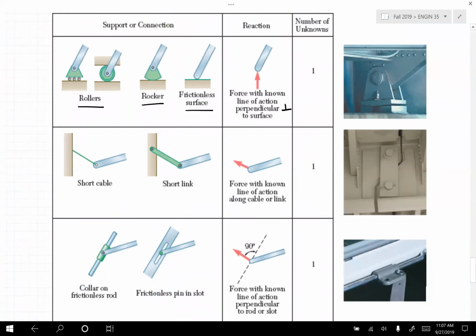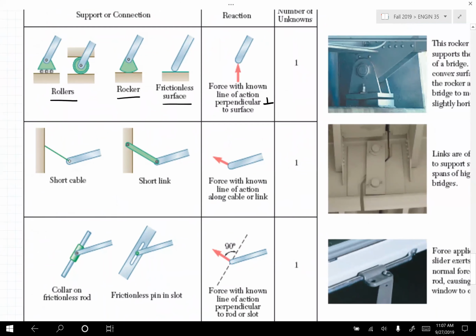If our connection is a short cable or a short link, the force we're going to replace that with is a force in the direction of the line of action. And remember, with a cable, we cannot push with a cable. You can't push with a rope, you can only pull with a rope. So if we have a cable or a rope, our force is always going to go away from the object.